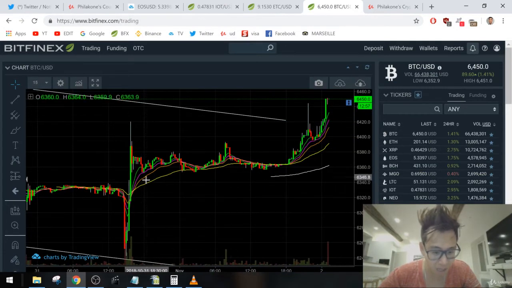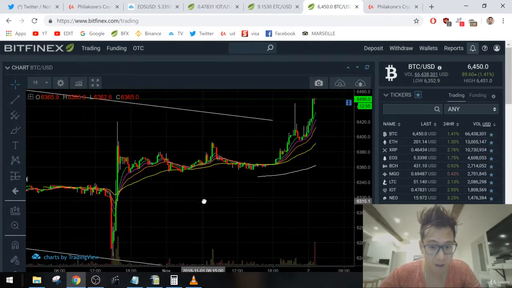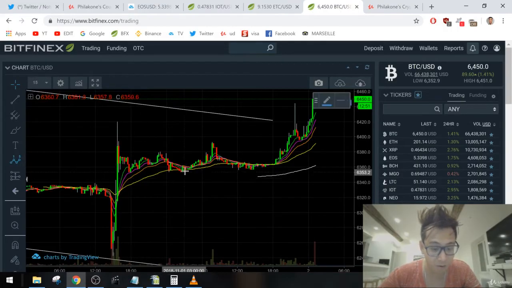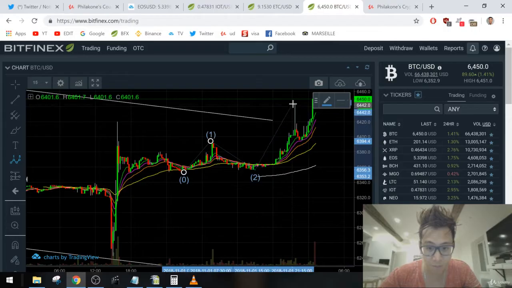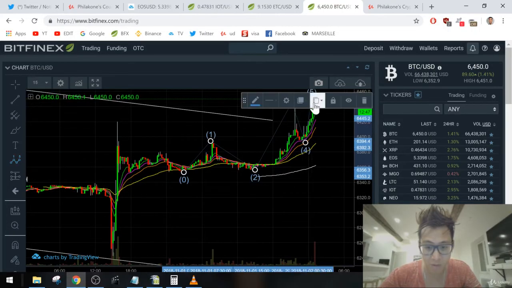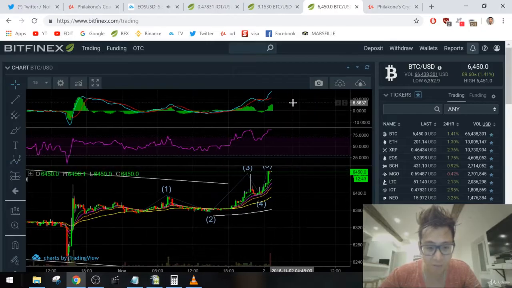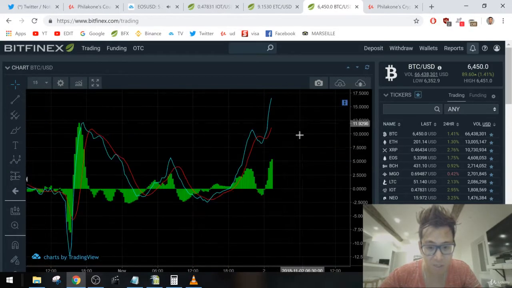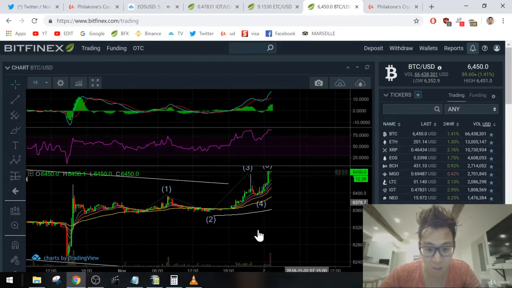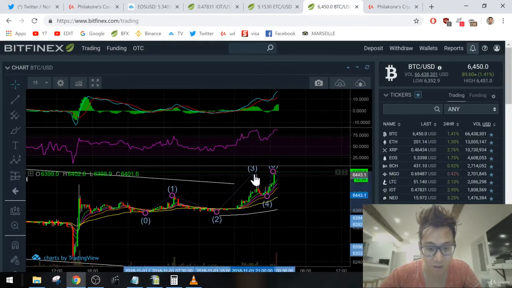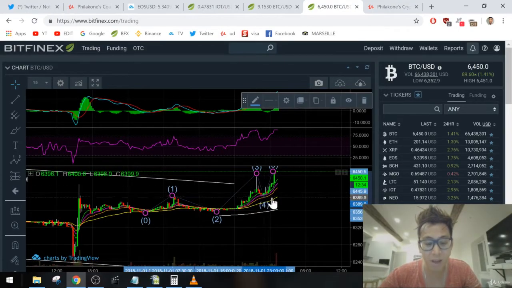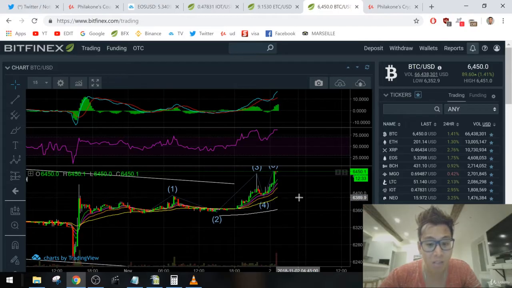This is most likely A, B, C, right? And this right here is most likely 1, 2, 3, 4, 5, right? 1, 2, 3, 4, and the 5 going up there. Because that one's most likely the 5, right? But is it the 5? See the histogram? It's actually way higher. So I don't know if it's actually the 5th wave, right? Because usually the 5th one has a lower RSI and also has a much lower histogram as well.